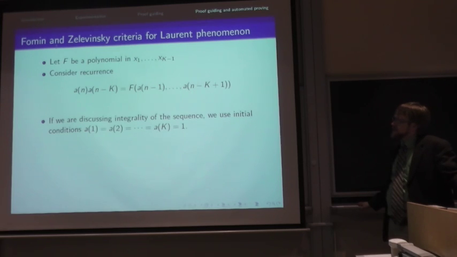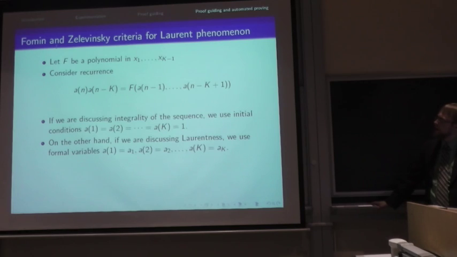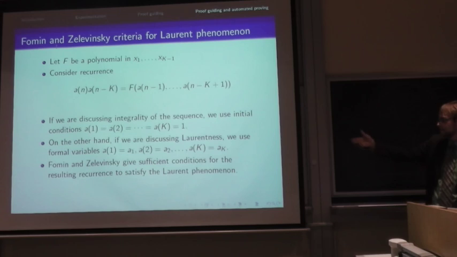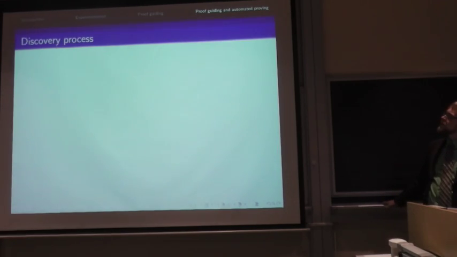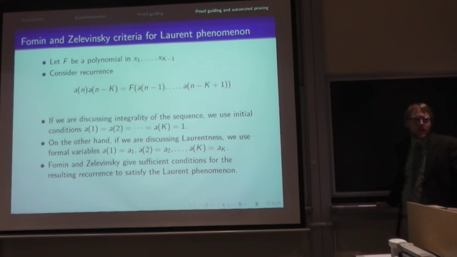And so the neat thing is that, as I said, we can either look at integrality or we can look at the Laurent property, depending on whether we want ones or formal variables as our initial data. They give sufficient conditions. And the point here is that these conditions I'm leaving out are very automatable. It's not all that bad to teach it to Maple.